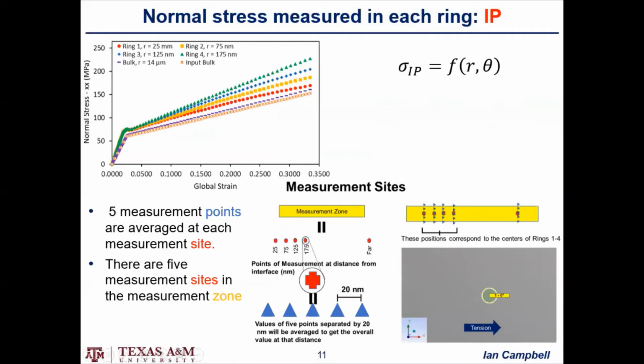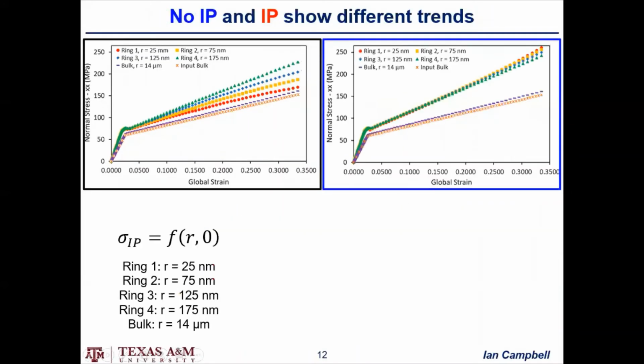The measurement zone was situated at 0 degrees with respect to the x-axis, or the r-axis, as the stress fields around a circular particle vary with both r and theta. The chosen location further simplifies the state of stress as theta is 0. A similar plot can be produced for the no-IP model using the same measurement zone.